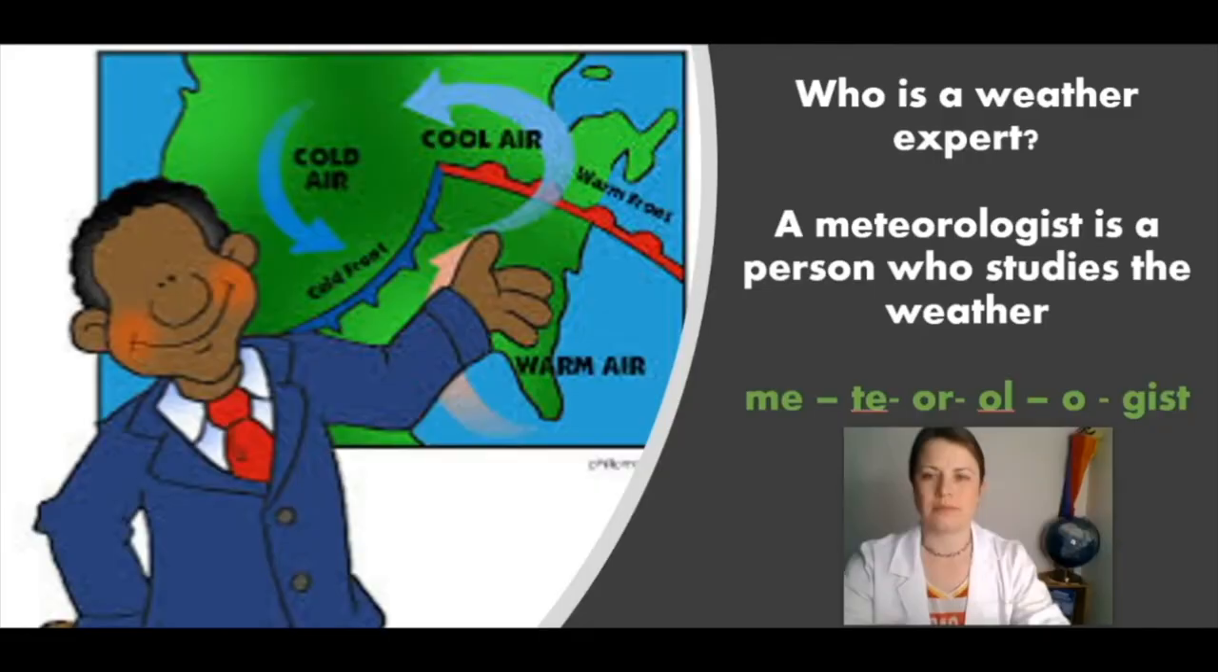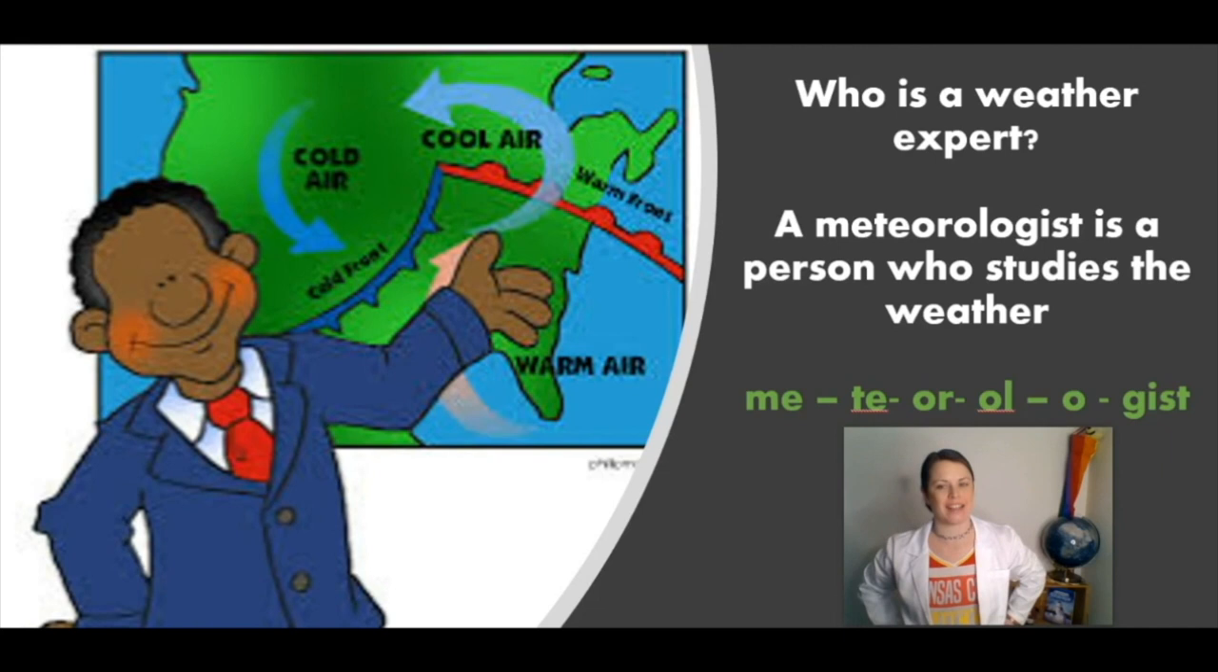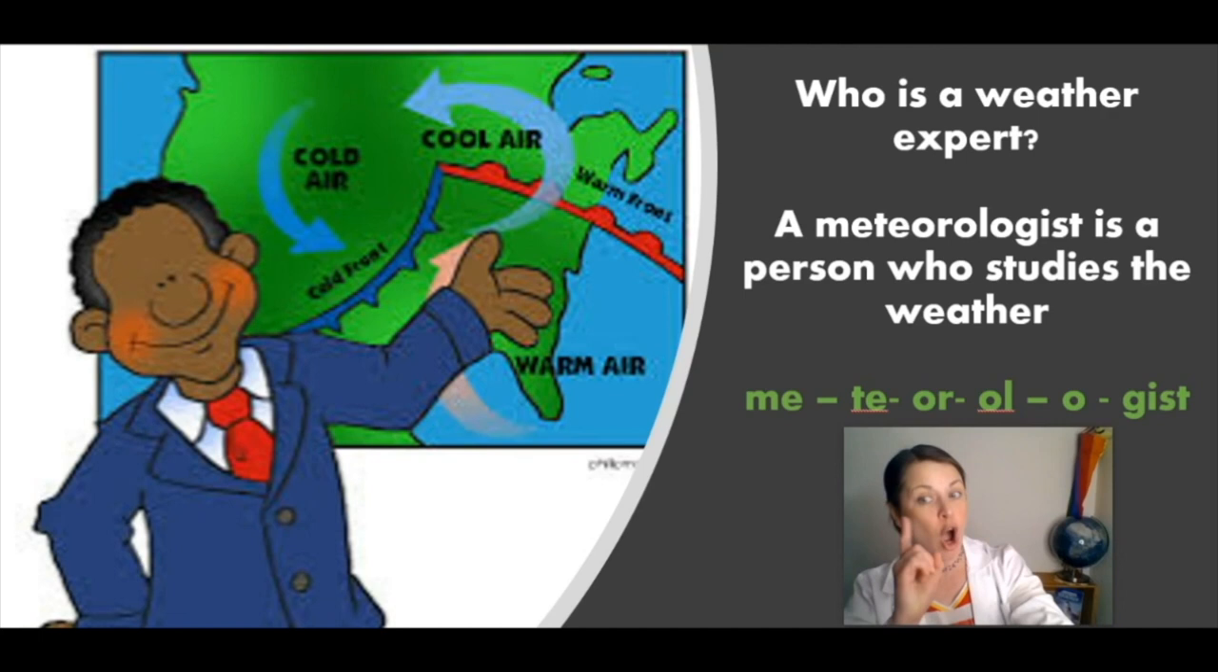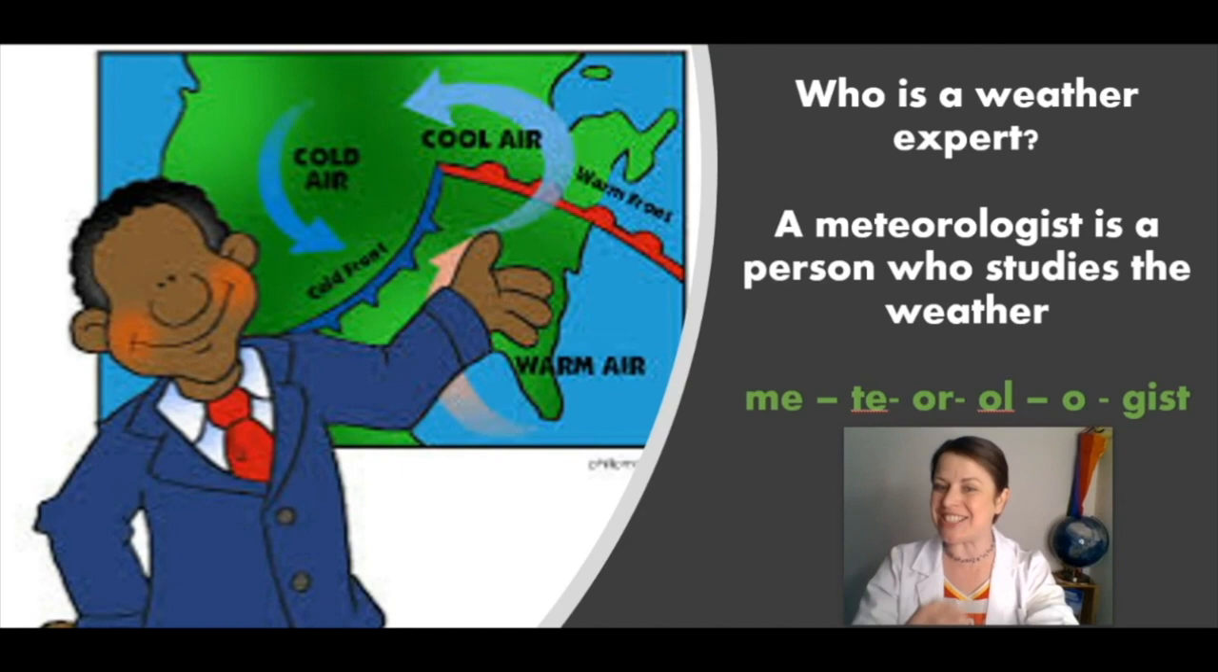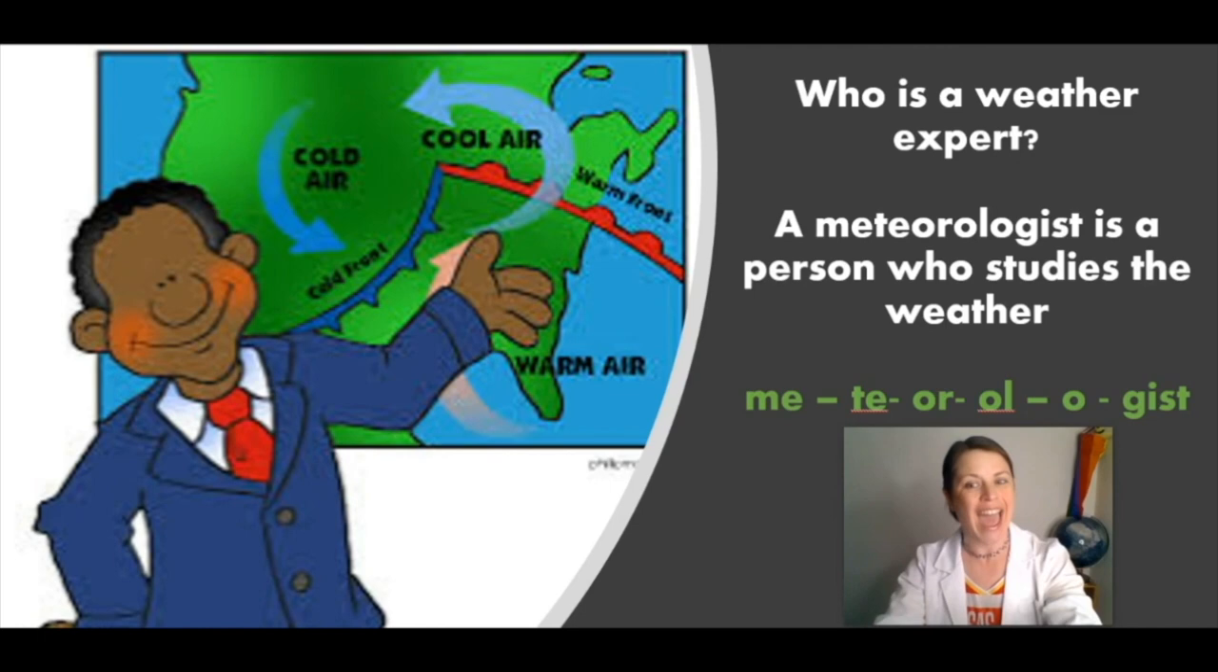Last week, we learned who a weather expert is. Do you remember who a weather expert is? A weather expert is called a meteorologist. That's right. A meteorologist is someone who studies the weather. As junior meteorologists, your job last week was to start thinking about the weather. Let's check in with some of our junior scientists from across the metro and see how their week looked.